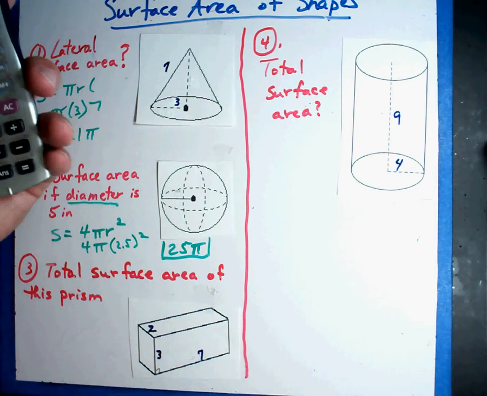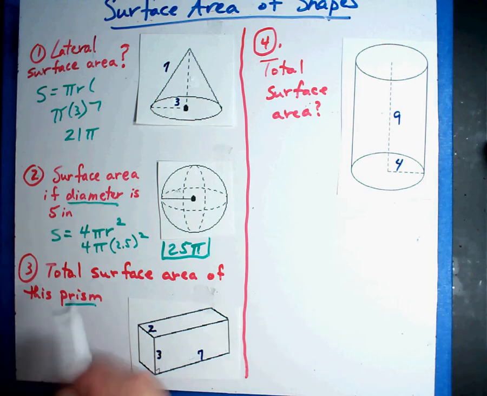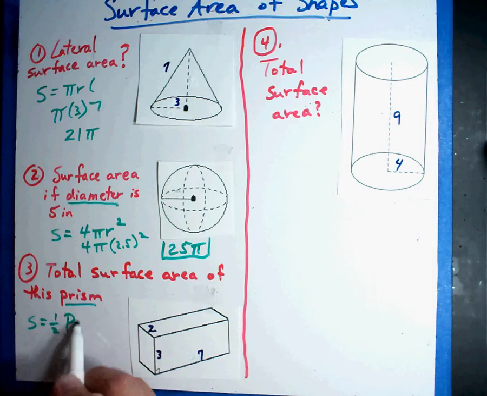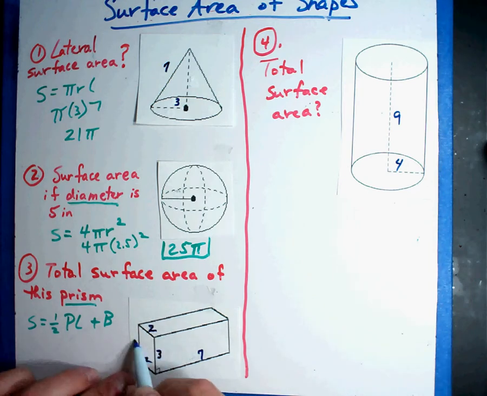We've been practicing that. In the third one, it's going to ask you for the total surface area, and it gives you a hint by telling you it's a prism. So for total surface area, it's going to be S equals 1/2 PL plus B. So to do this, remember, P is going to be the perimeter of this base. Well, if I'm going to do the perimeter, that looks like a rectangle to me. So that means that if this is a 2, then this is a 2. If that's a 3, then that's a 3.